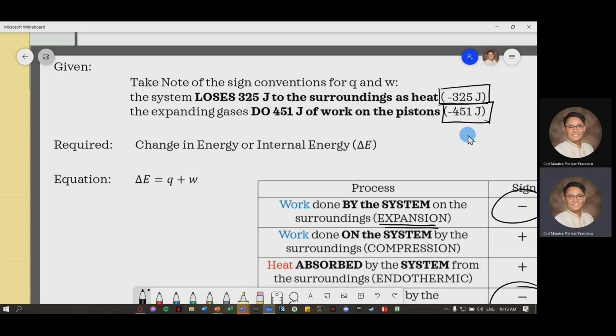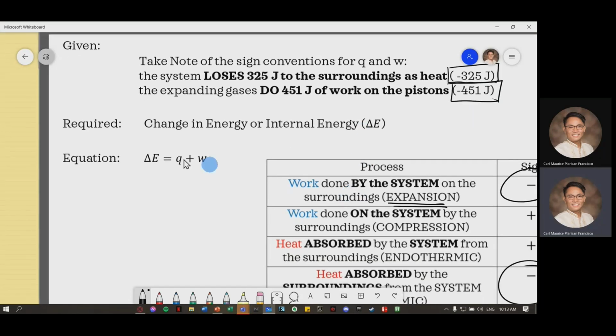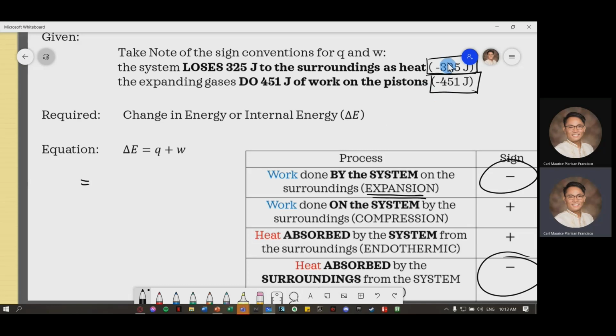Okay, and then our requirement is change in E with the equation change in E is equal to Q plus W. So since the sign conventions are already followed, we may now proceed with the substitution. Our heat is negative 325 joules plus the quantity negative 451 joules. Okay, so change in E.